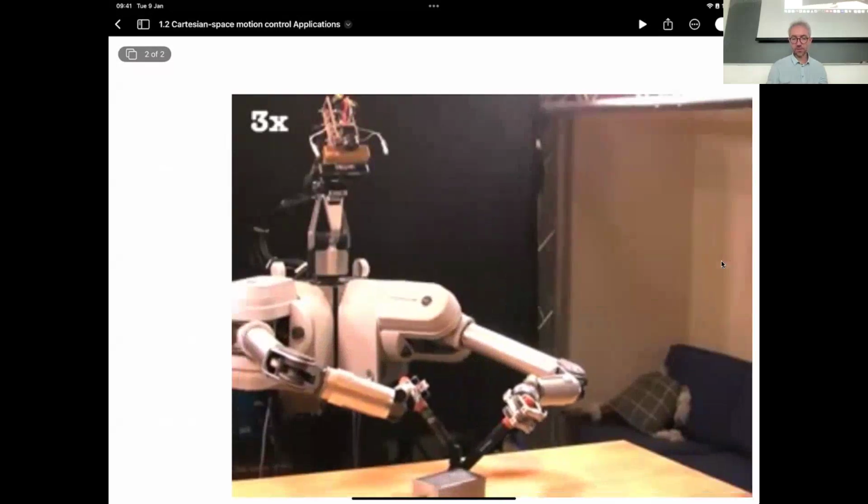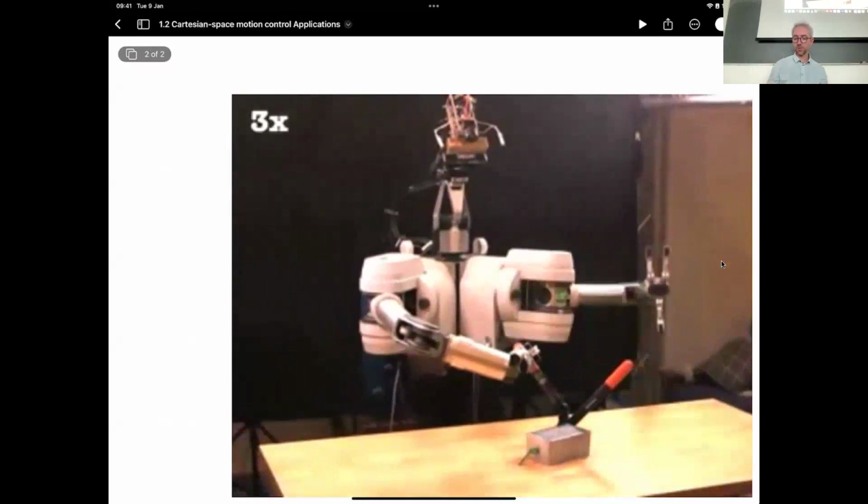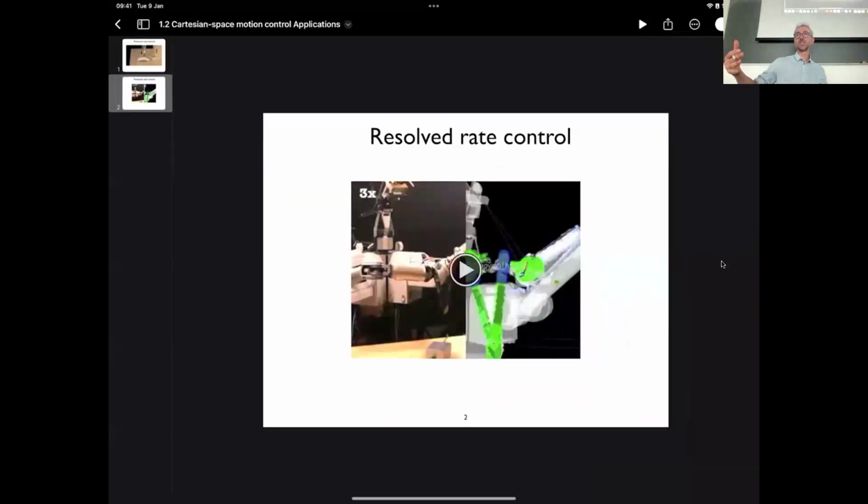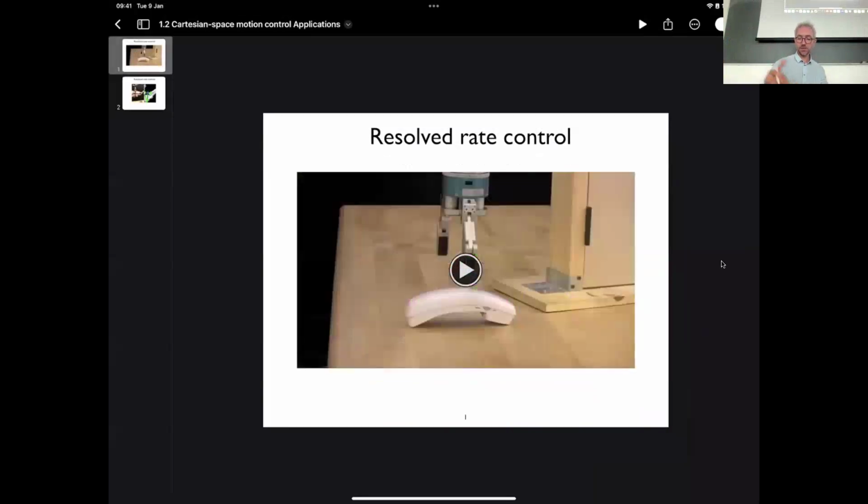And all of this requires Cartesian space control because you can clearly see the task is defined in Cartesian space, and you cannot plan it in advance because you don't know in advance exactly, like in this case, where the phone is going to be. You only perceive it online. So you need Cartesian space control.